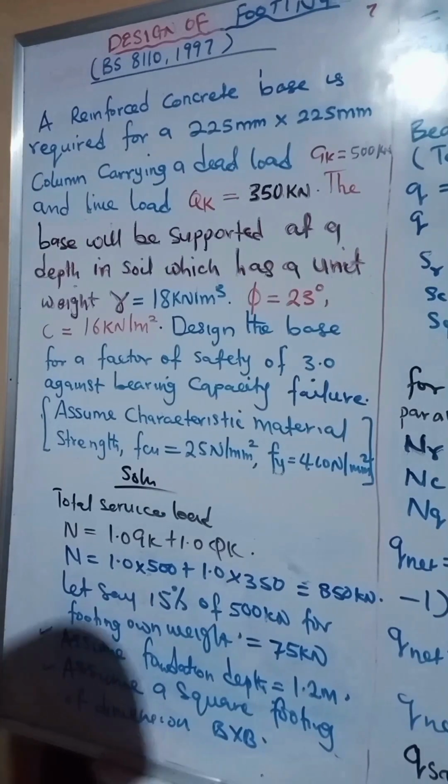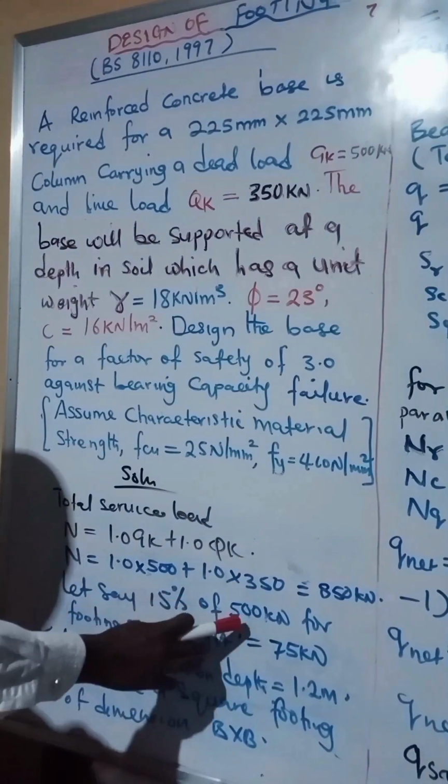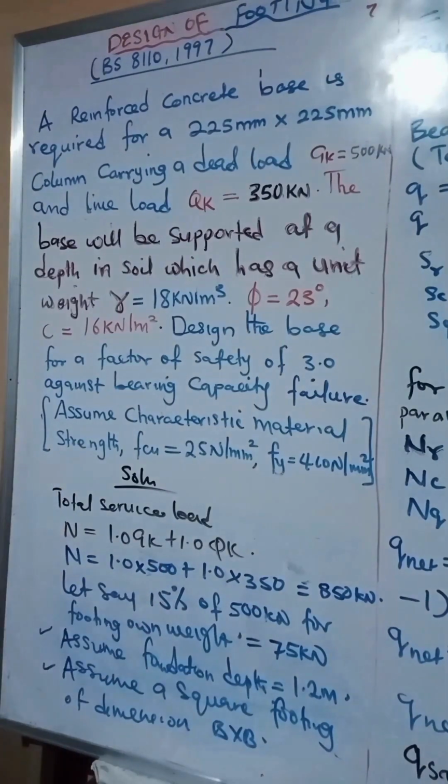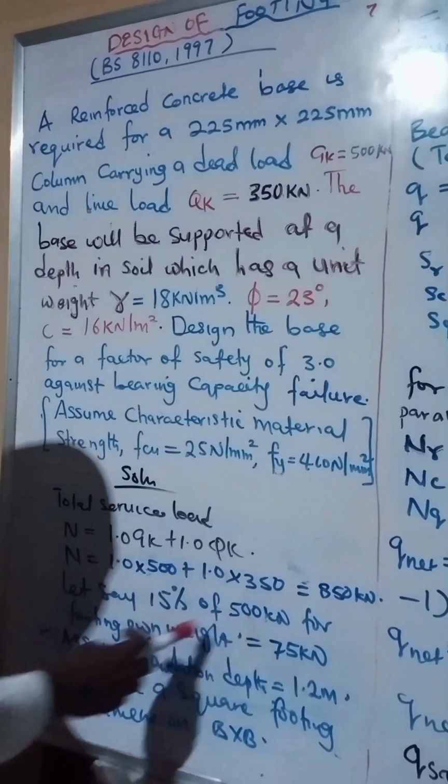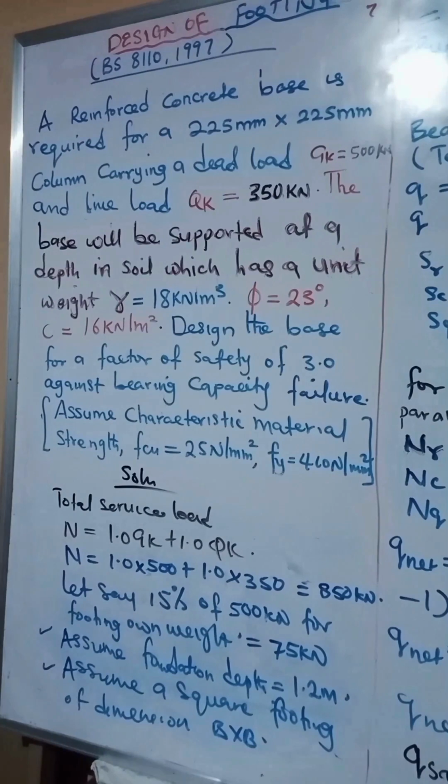So what we are going to do for this preliminary stage of the design is to make an assumption. Most likely I will encourage you to make use of 15% for your self weight of footing, like as I've done. Say 15% of the total dead load, let it be the self weight of our footing. So if we work 15% of the total dead load, which is 500, we'll have the self weight of the footing to be 75 kilonewton.